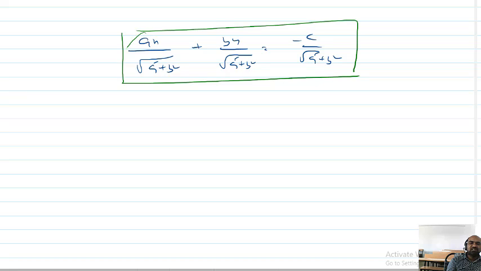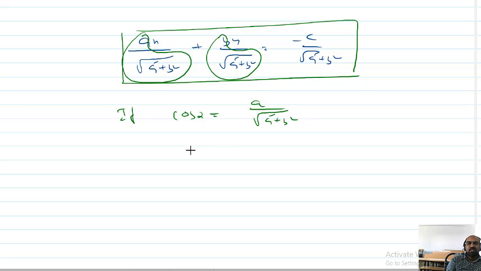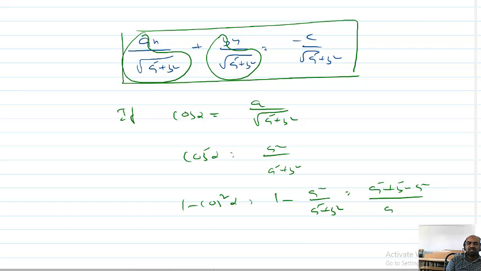I will show you. If this is taken as cos alpha, I will prove that this will give sin alpha. If cos alpha equals a by root over a square plus b square, then cos square alpha is a square by a square plus b square. So 1 minus cos square alpha is 1 minus a square by a square plus b square, that is a square plus b square minus a square by a square plus b square. A square gets cancelled. What will we get? B square by a square plus b square.